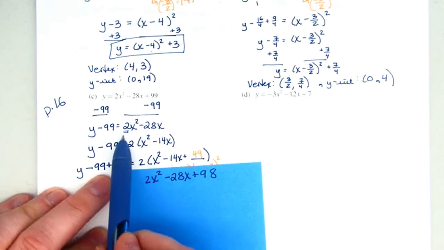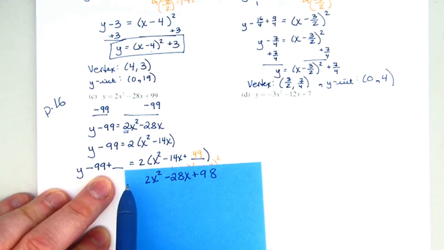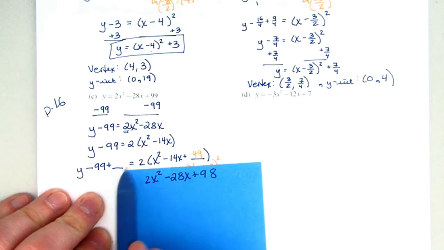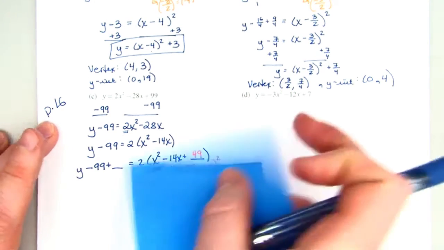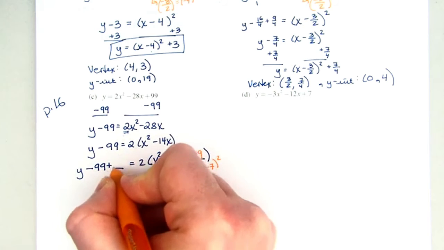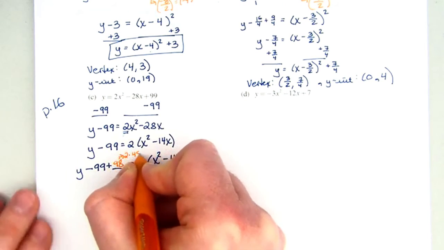Go back to your original line. How have I changed this side? I haven't changed this side by 49. I've actually changed it by 98, which means I need to add not 49 to the other side, but I need to add 98. 2 times 49. I need to add 98 because that is 2 times 49.